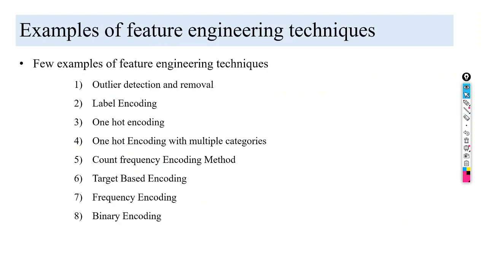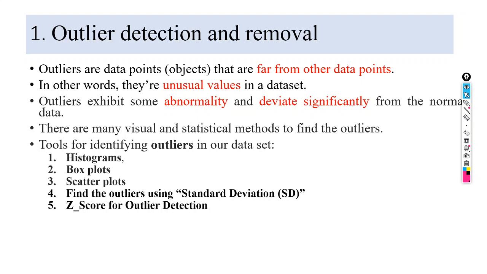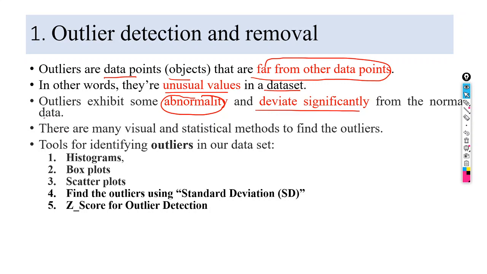These are some examples of feature engineering techniques, and we will discuss them one by one. First we have to understand outlier detection and removal. An outlier is a data point or object that is far from the other data points. These outliers are unusual values in the data set. Unusual value means the value is not in the normal structure. Outliers can exhibit some abnormality and deviate significantly from the normal data set.